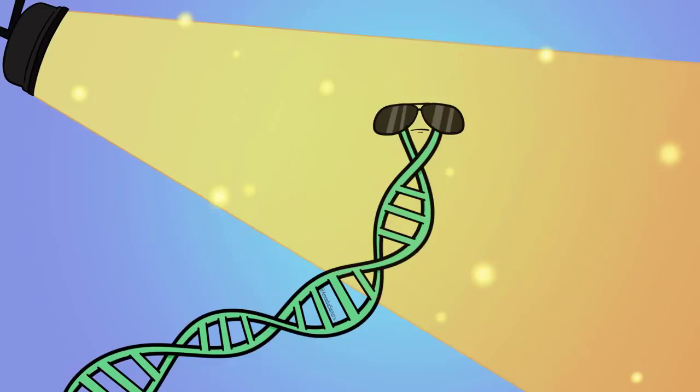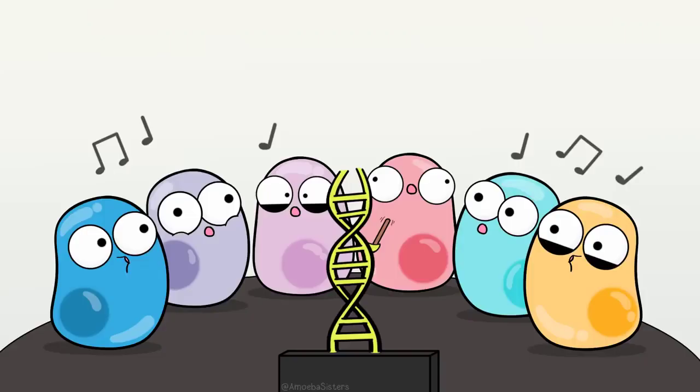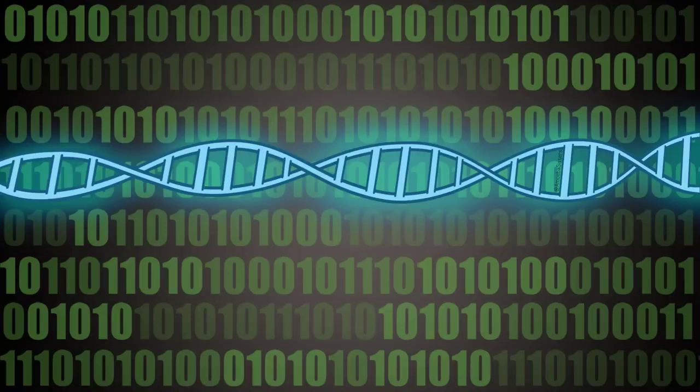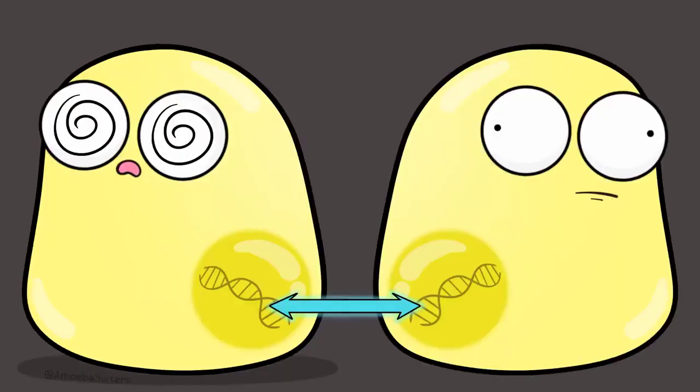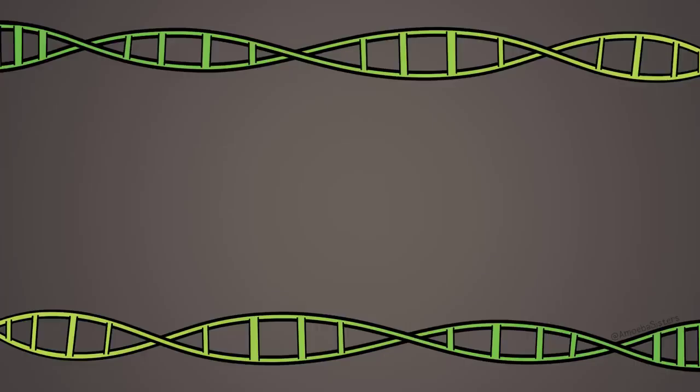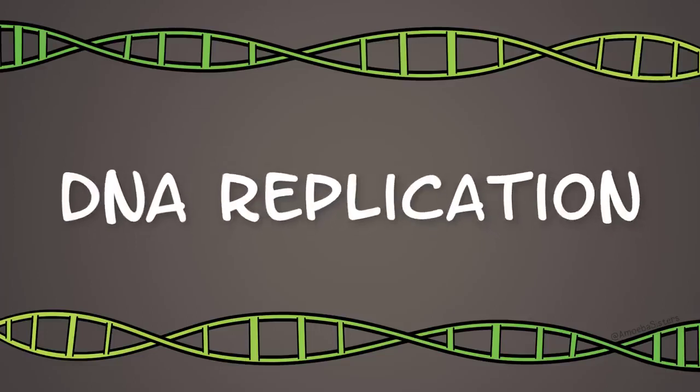DNA. We talk about it so much, it's the ultimate director for cells, and it codes for your traits. With a molecule that has a function like that, it makes sense that when you make another cell, like in cell division, you would also need to get more DNA into the new daughter cell. And that introduces our topic of DNA replication, which means making more DNA.